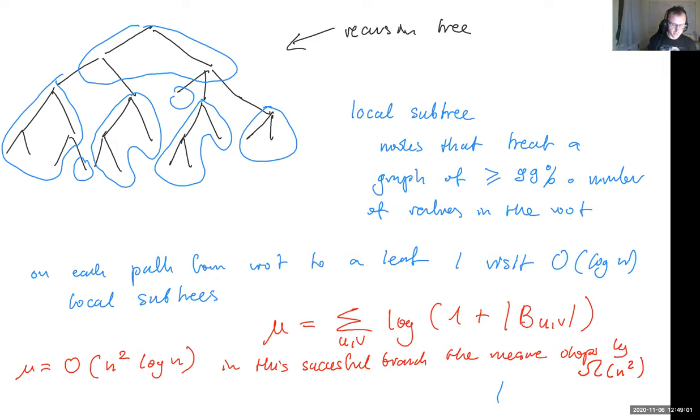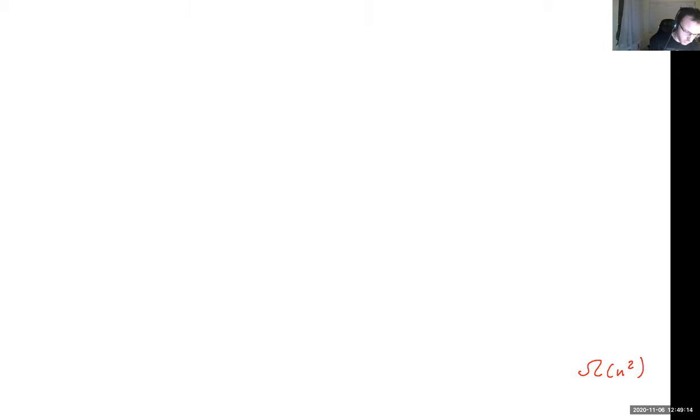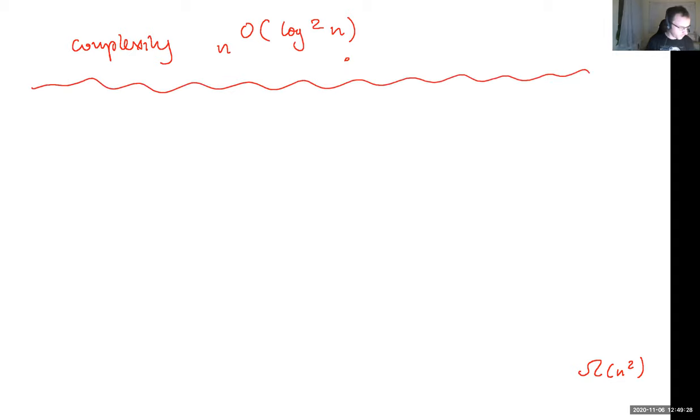So we have a logarithmic number of local subtrees, each of depth log n. I can have the width of this tree n. So this all adds up to my complexity n to log squared n. So this is the algorithm. I think I have 10 minutes left, so I would like to show you some ideas for the extensions of this algorithm.